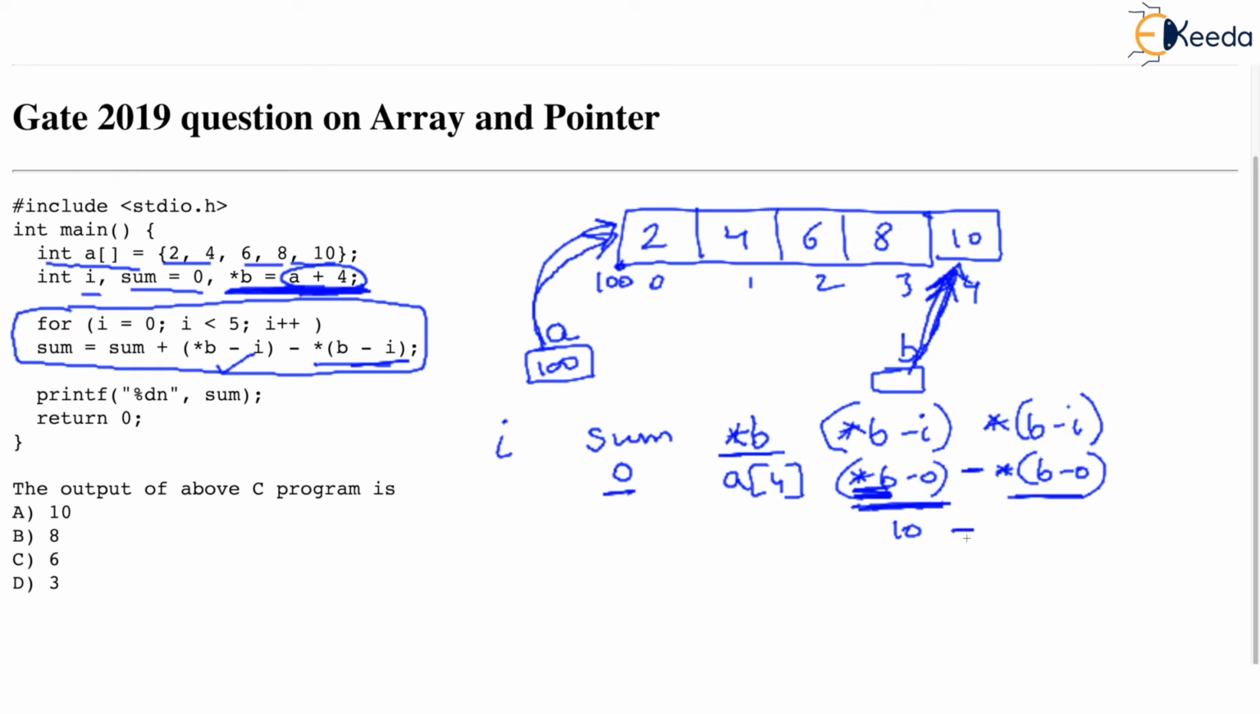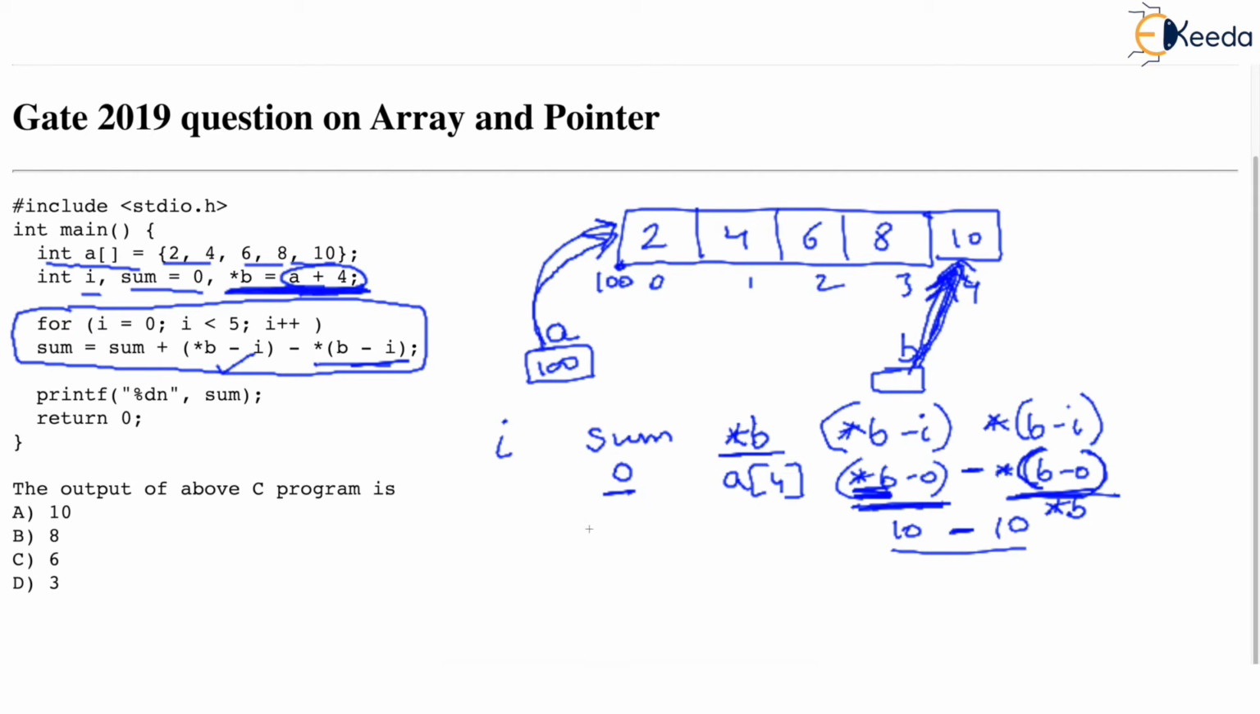Minus, please check this very carefully. Then first solve the bracket. Please solve the bracket first. This is b minus 0, which is b itself. And then we have *b. *b is still the same, 10. I hope you are understanding. This is the same as *b, isn't it? Because b minus 0 is written in the bracket, that is b itself. So we get 10 minus 10.